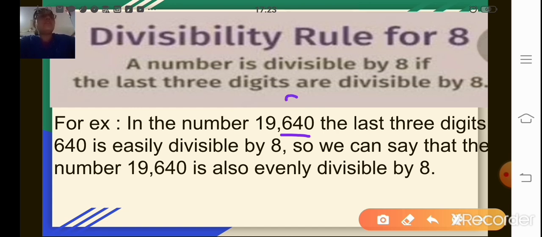Now this 640 is easily divisible by 8. 8 8s are 64 and this 0, correct? So 640 is easily divisible by 8. So we can say that this full number, that is 19,640, is also divisible by 8. So you don't have to divide all the numbers. You can just divide the last 3 digits and see if it is divisible by 8. That means this full 5-digit number, 19,640, is also divisible by 8.